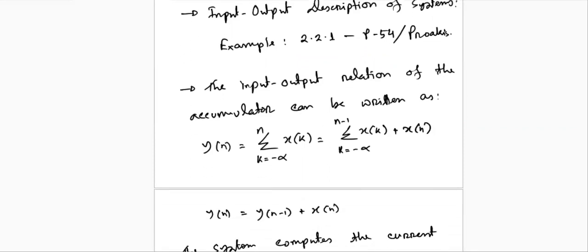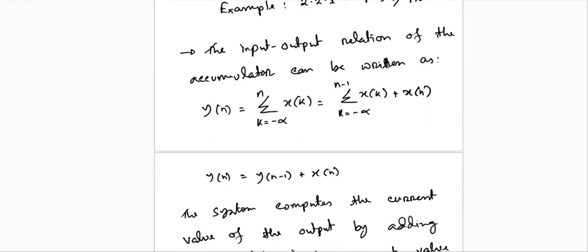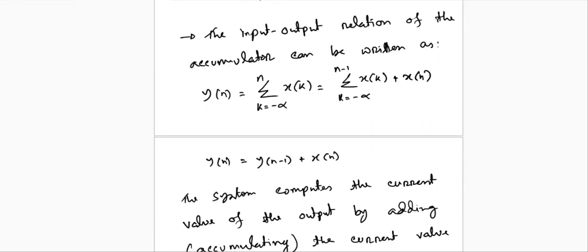The input-output relation of the accumulator can be written as, so we are giving some example of a discrete system. The accumulator, that means it is also an adder, you can say an adder with multiple inputs. The input-output relation of the accumulator can be written by this equation. This equation is the system representation, the system definition. So you can define your system with this equation.